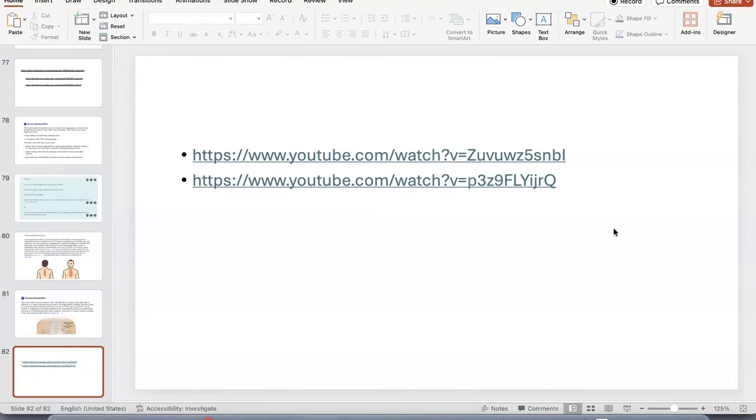Q banks: you can use any of the Q banks like eMedici, or Amedex. Any of those Q banks you can use to solve the questions.